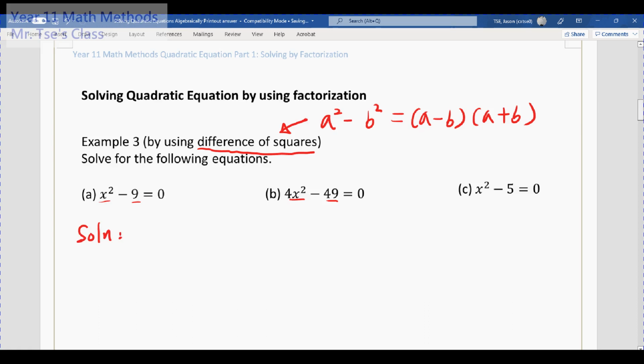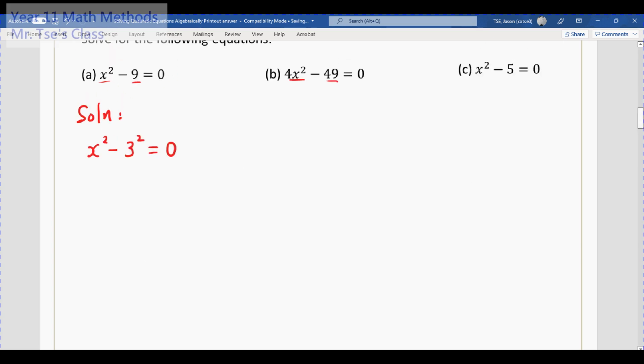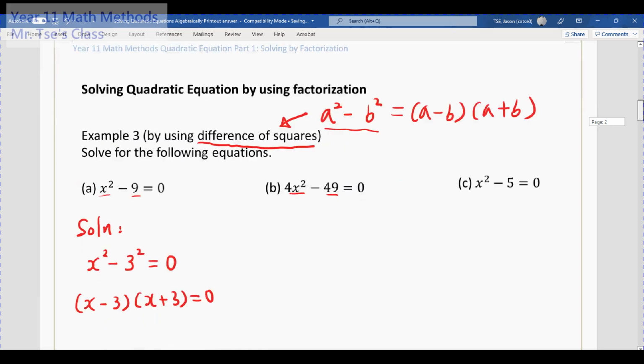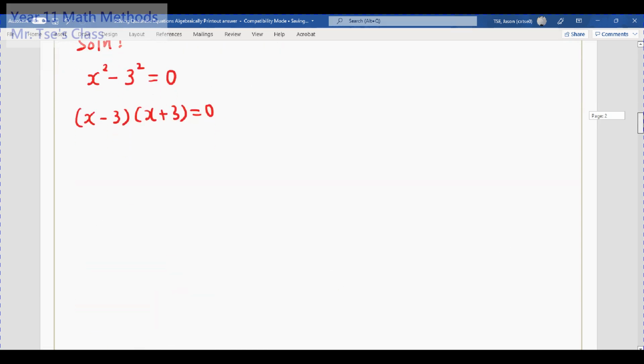x squared minus 9. When you compare x squared minus 9 with the template a squared minus b squared, they are quite similar, but they are not the same. So let's rewrite that 9. Can we rewrite that 9 into a square? Yes. 9 is 3 squared. So that actually means x squared minus 3 squared, and you will have x minus 3 times x plus 3, right? Because that's what this identity suggests.